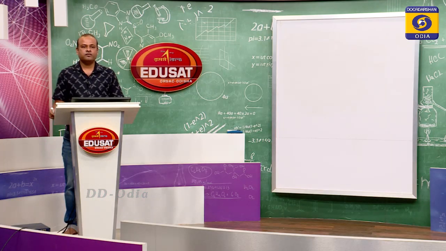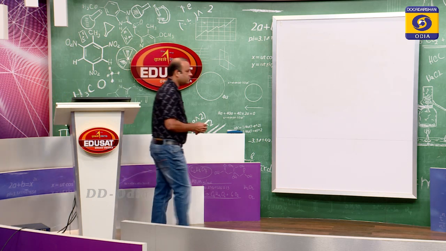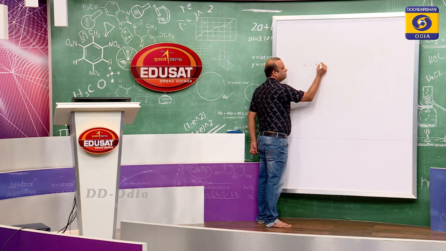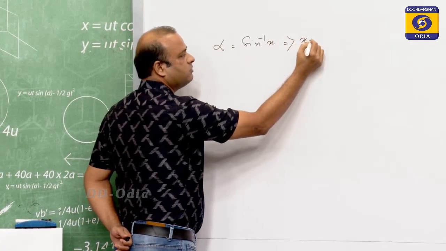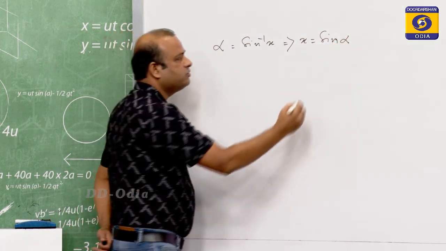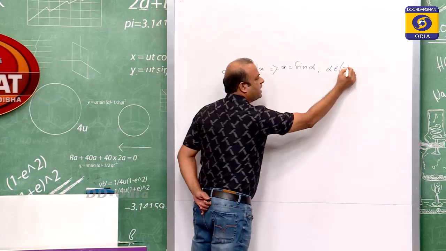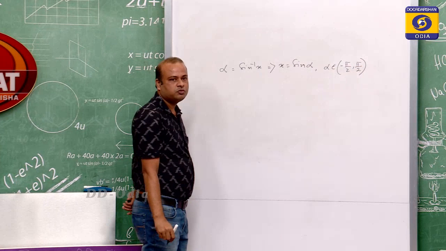So, let us prove for one case, that is when x lies between minus 1 by root 2 to 1 by root 2. Let alpha is equal to sin inverse x. Alpha is equal to sin inverse x implies x is equal to sin alpha, and you know alpha lies between minus pi by 2 to pi by 2.